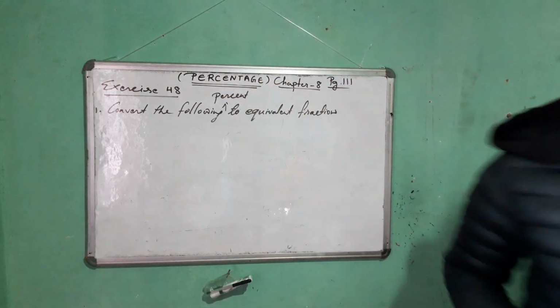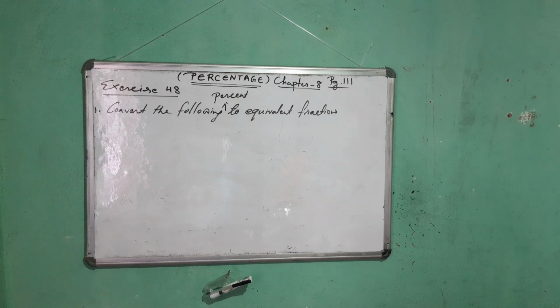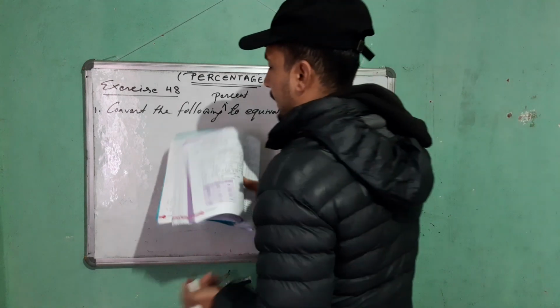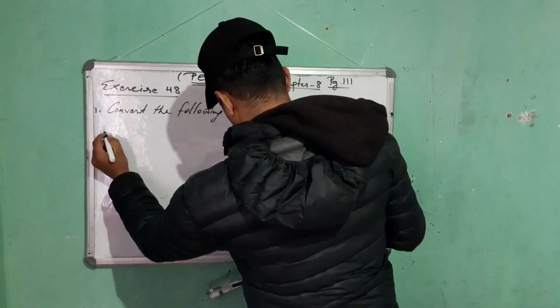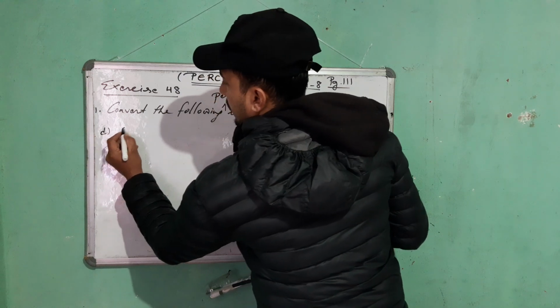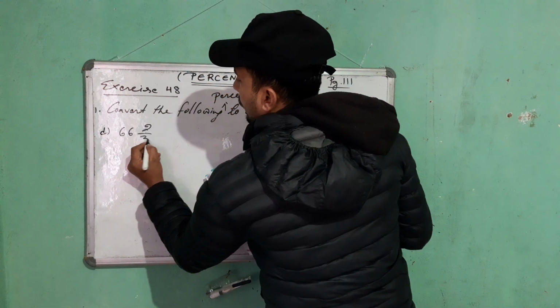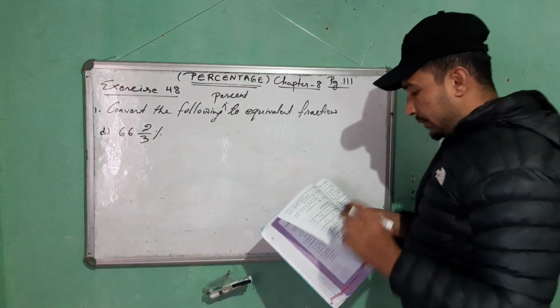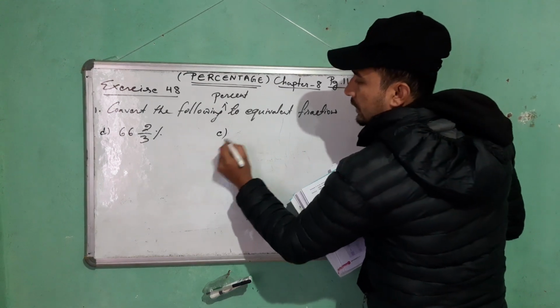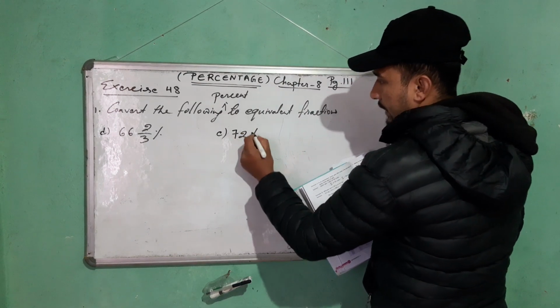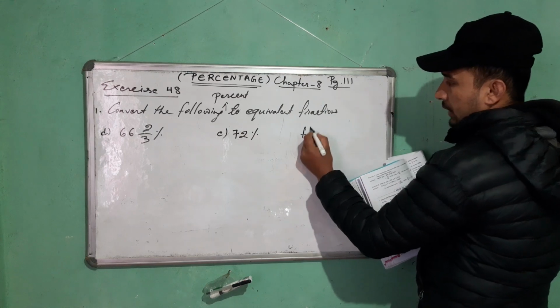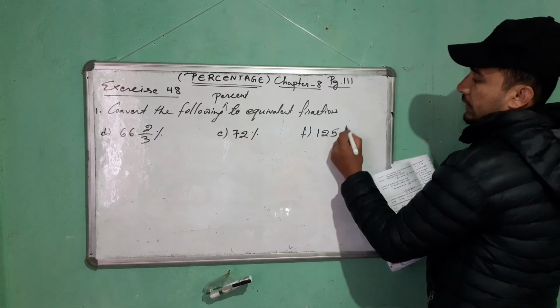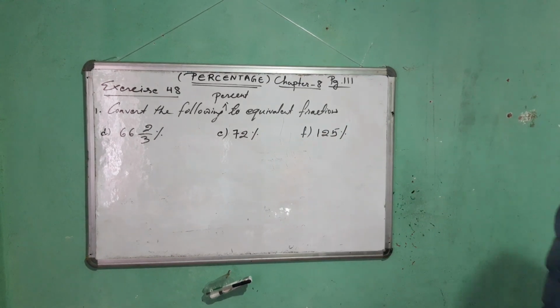The next question is number D, 66 2 upon 3%. Number E is 72%, and number F is 125%.